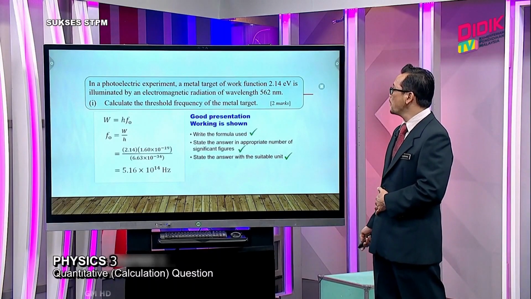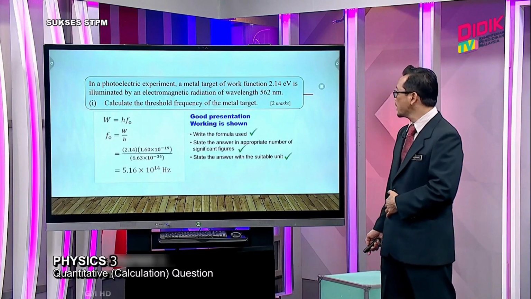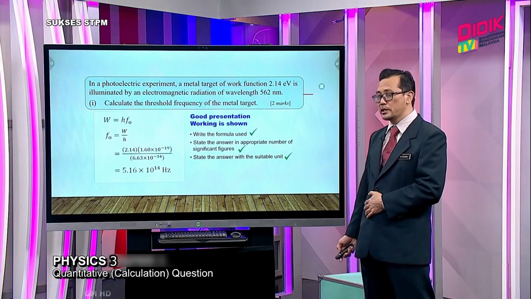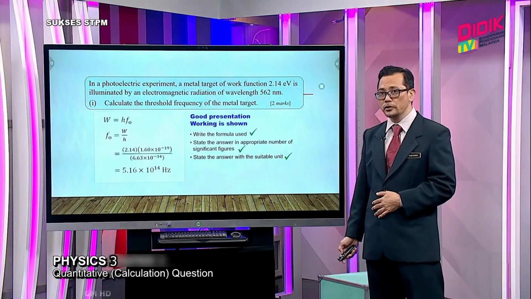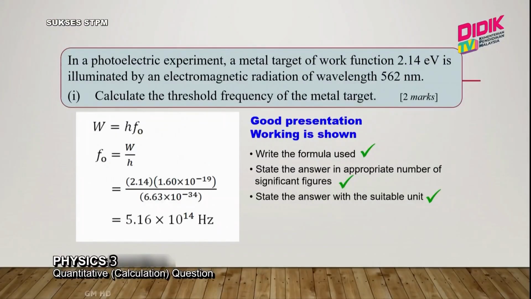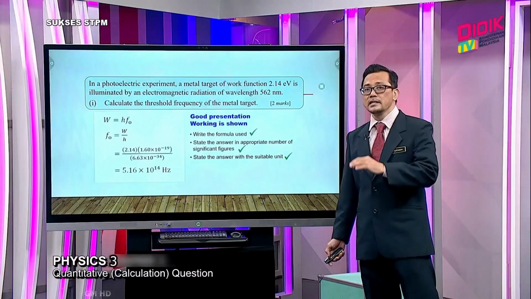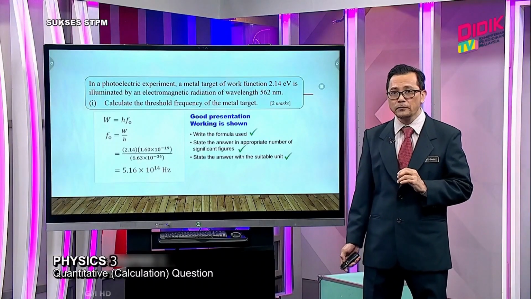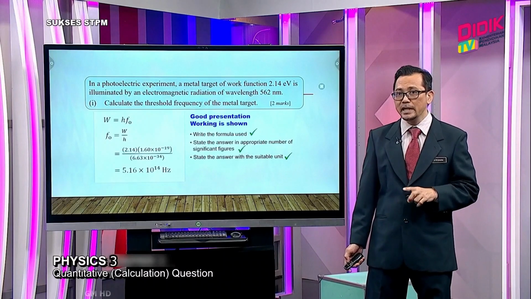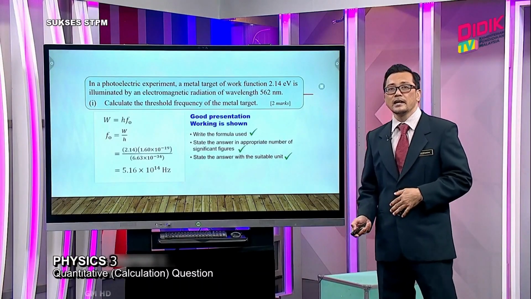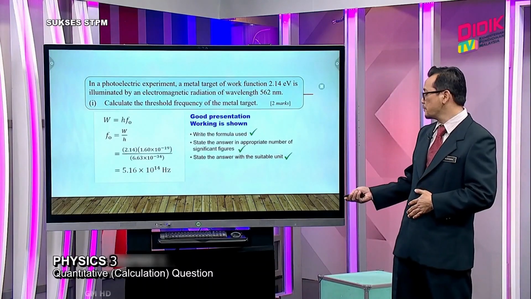You can see the information given in the stem or in the question. There are 2 pieces of information given. One is the work function, which is 2.14 electronvolt, and the other one is the wavelength, which is 562 nanometer. You do notice that both are written in 3 significant figures. So there is a tip that I want to share here. If the figures in the question are given in 3 significant figures, then the appropriate number of significant figures for your answer should be 3. Let's see some of the examples of answer for this question.